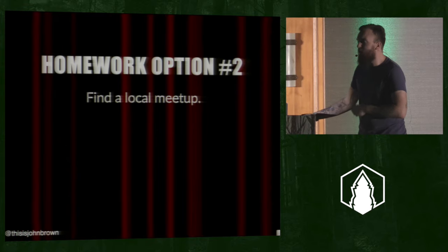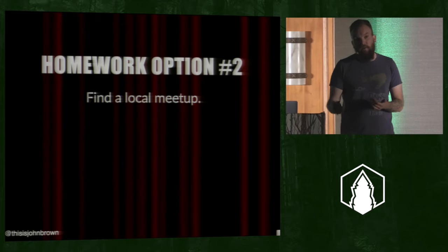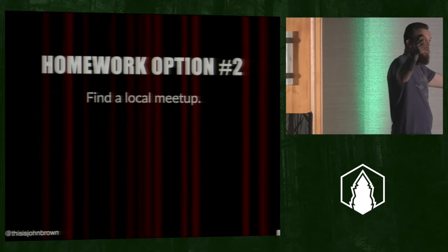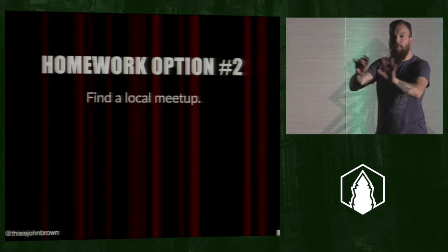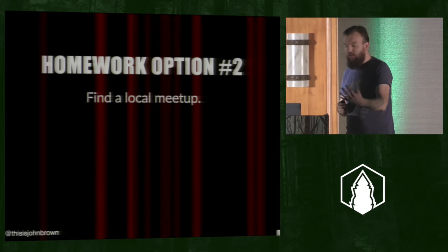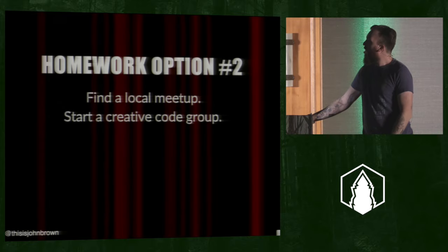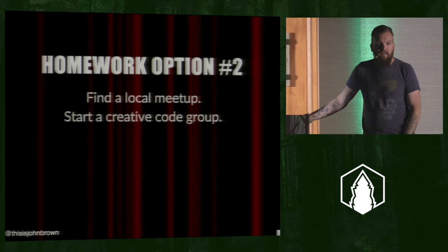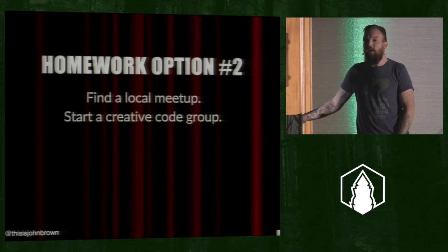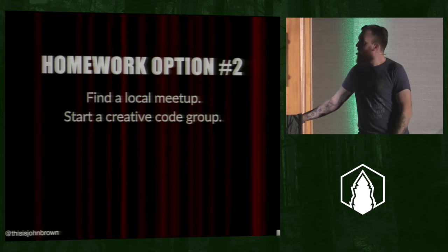Just look for it online. Or if you're not from Portland, find a local meetup, Creative Code meetup. Go to a JavaScript or CSS meetup and start talking about code and art, and you'll find your people there. Look around the room. These are your people. Everybody that's actually paying attention. These are the people you can talk to about this sort of stuff. Or just start a creative code group. If you're in an area that doesn't have a lot of this stuff going on, do what I did. Find some really fun people. Build a community around it.